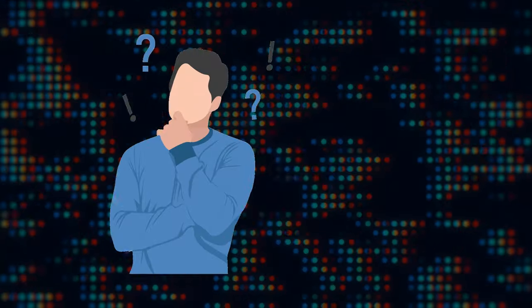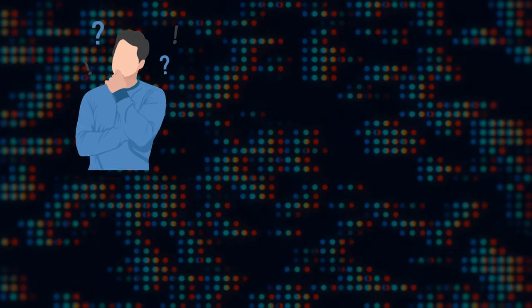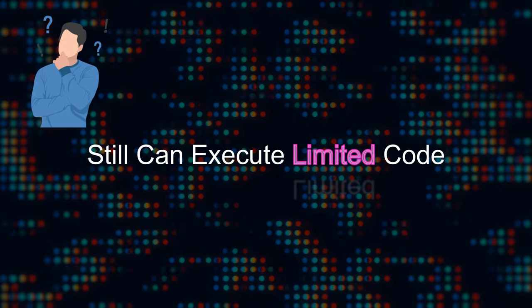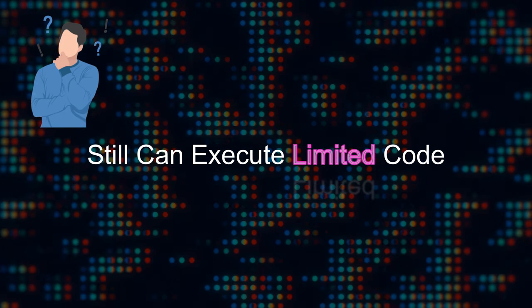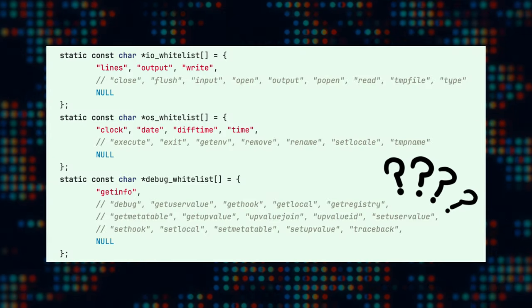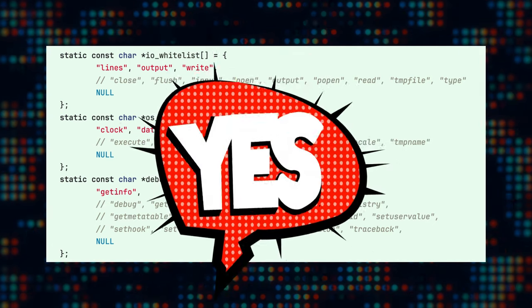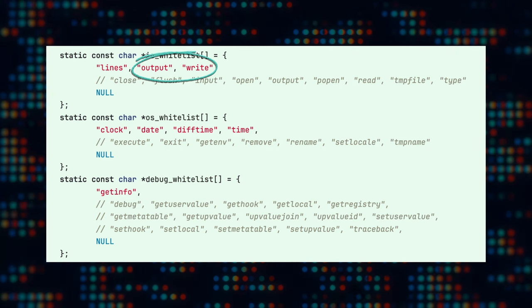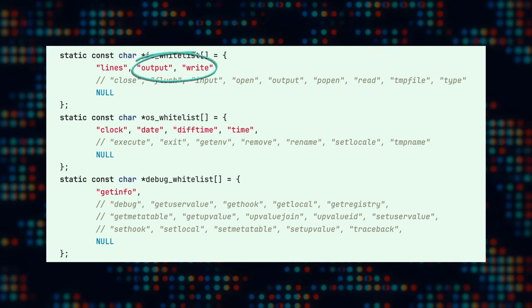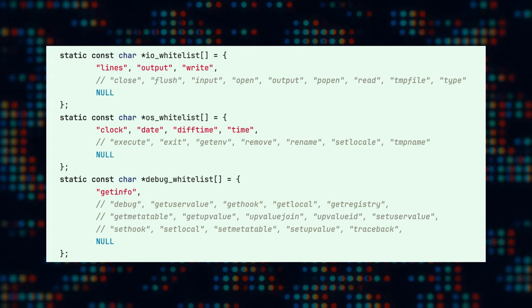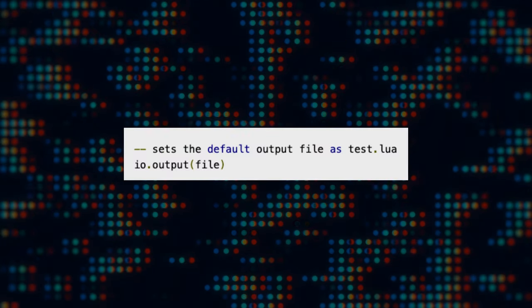However, let's think critically about the patch applied here. It still gives us the ability to execute code, we're just limited to the functions we can use. Can any of these functions be used in conjunction to bypass the intended constraints of the sandbox? The answer is yes. In particular, the output and write functions can be used in conjunction to achieve an arbitrary file write exploit. Let's break this down a bit.